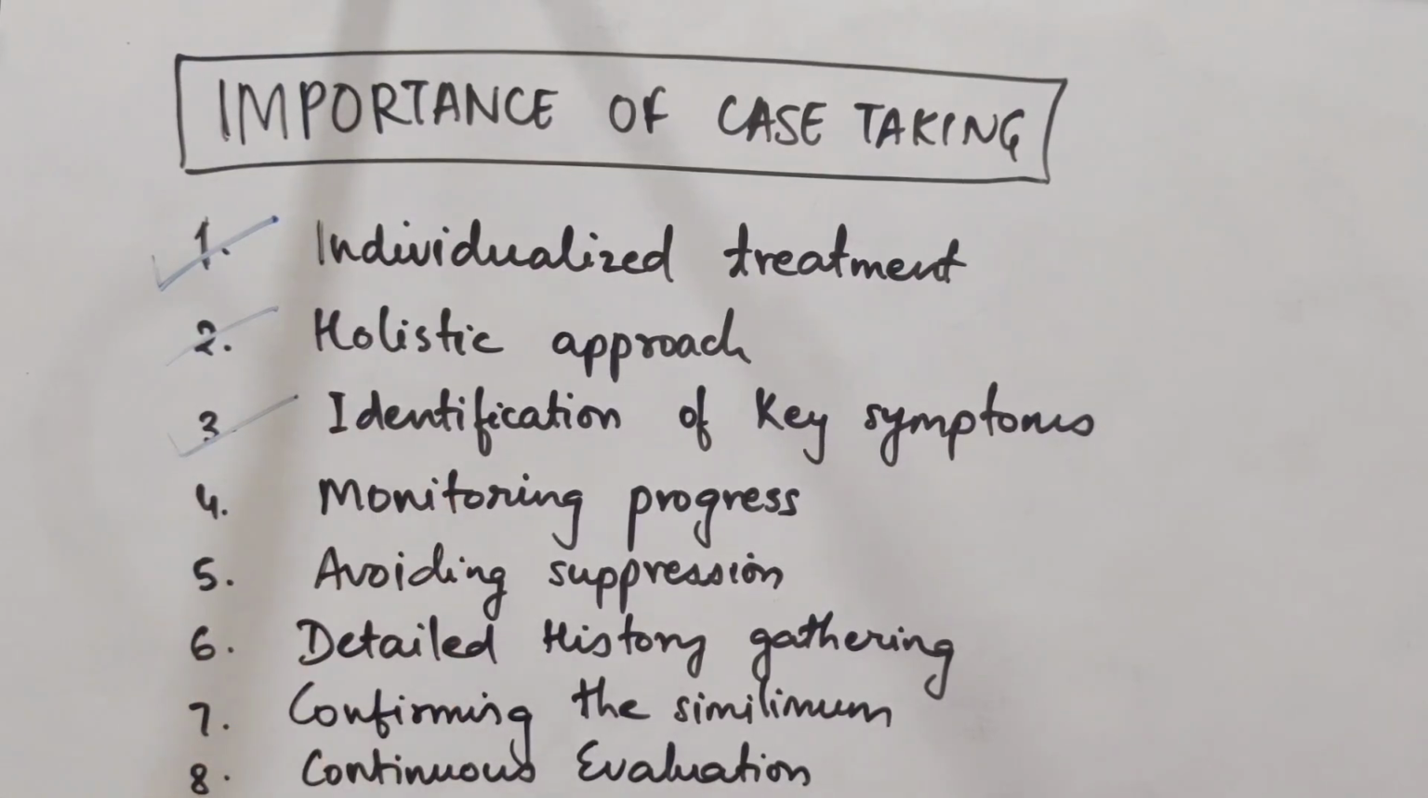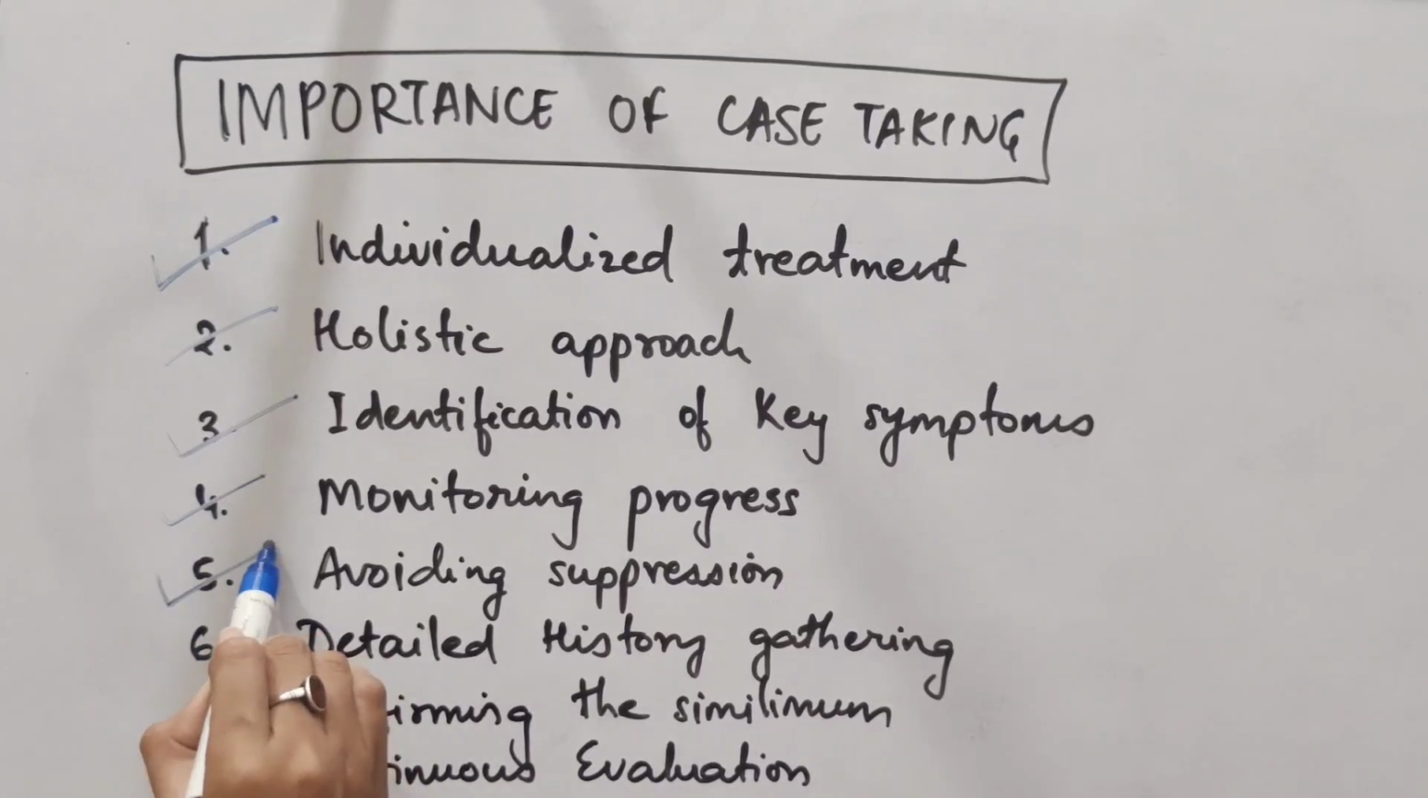Third is the identification of key symptoms. Homeopathic remedies are prescribed based on the principle of like cures like, that is similia similibus curantur. Case taking helps in identifying the symptoms that are most characteristic and peculiar to the individual. Fourth is monitoring progress. The initial case taking provides a baseline against which the patient's progress can be measured during follow-up consultations. Changes in symptoms, either improvements or aggravations, are important indicators that will help the homeopath to assess the effectiveness of the remedy.